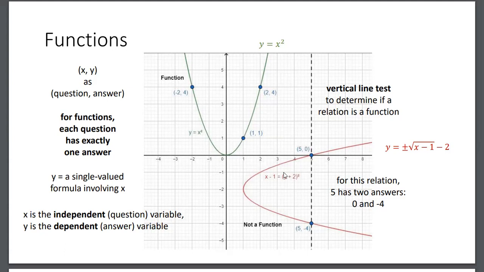This equation down here, the one that's not a function, if you rearrange it to get y by itself, you will get y is plus or minus the square root of x minus 1 minus 2. So for every x, even algebraically, you see that there are 2 answers.